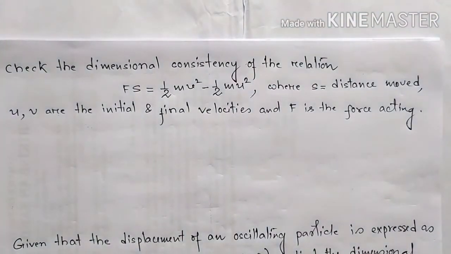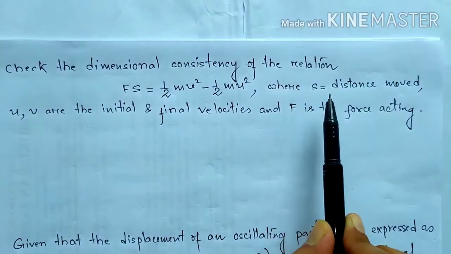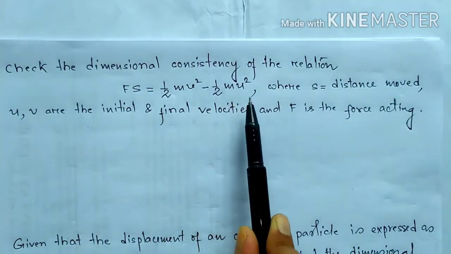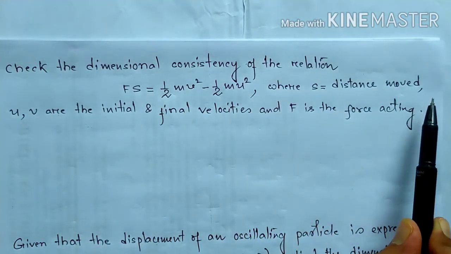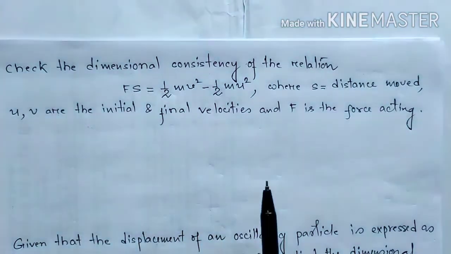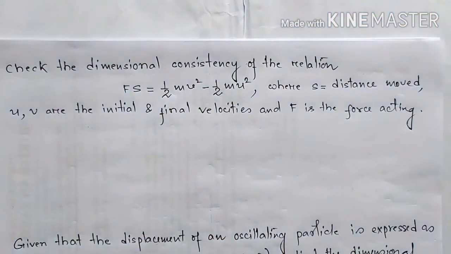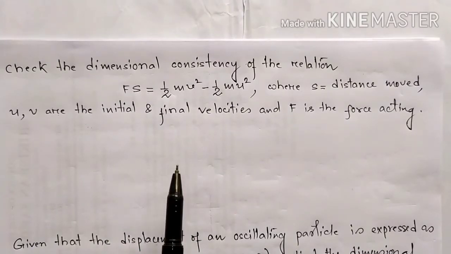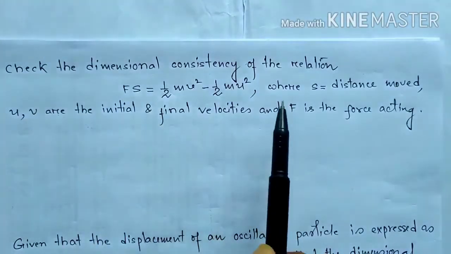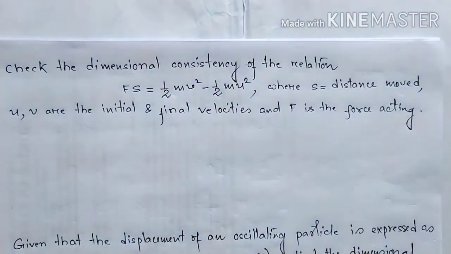Yes, the problem asks to check the dimensional consistency of the relation Fs equals half m v square minus half m u square, where s is the distance moved, u and v are the initial and final velocities, and F is the force acting. So what I have to do is check the dimensional consistency. That means I need not find the dimension actually, but I have to see whether dimensionally this particular relation is correct or not. This is specifically the meaning of the question.